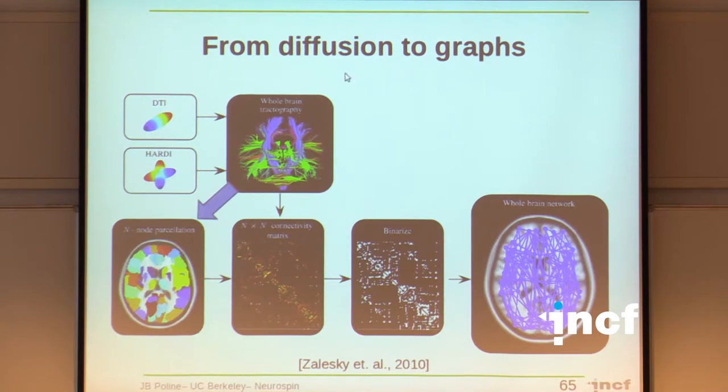And then there are a lot of people interested in graph theory. Let's say you have an idea of which region is connected to which region. You can look at a parcellation of the brain, and see how much of a track is going from one parcel to another parcel. What's the connection? Then you have a connectivity matrix that you can threshold, and then look at the graph that this is producing.